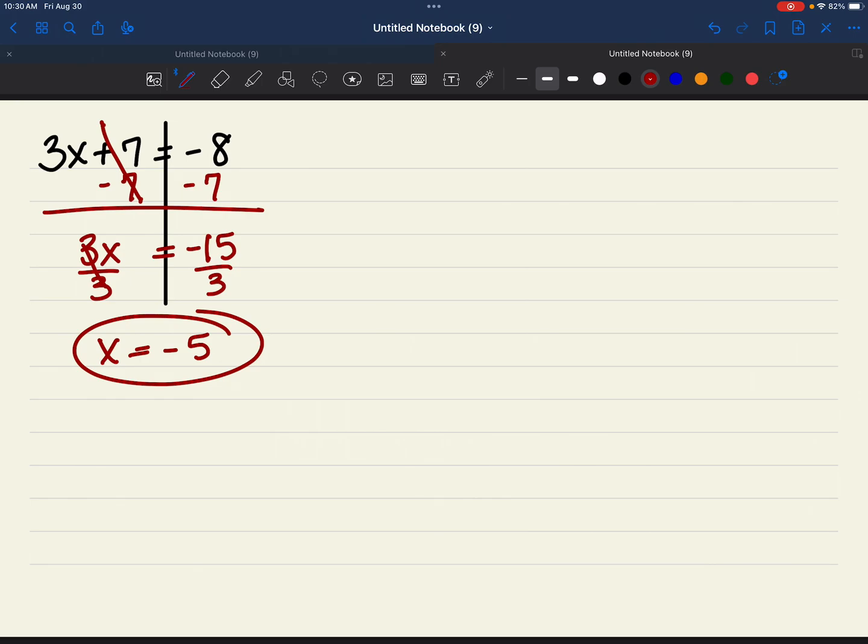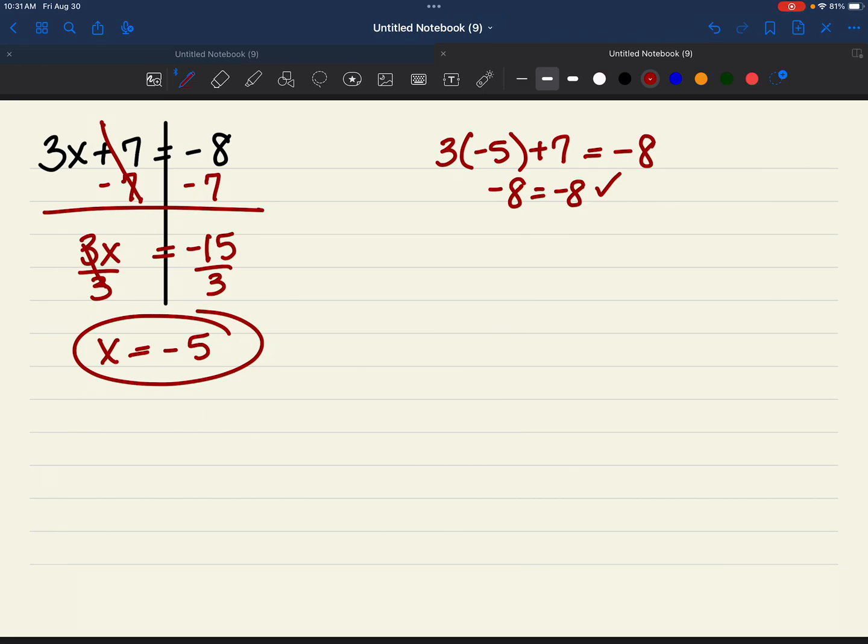Okay? All right. Now, is negative 5 the correct answer? Yes. How do we know? How can we know? Okay. Now, how can I quickly check this? 3 times negative 5 plus 7. Can you type it in your calculator just like that? Somebody do that real quick. 3 parentheses negative 5 plus 7. Yup. It's correct. Negative 8 is correct.